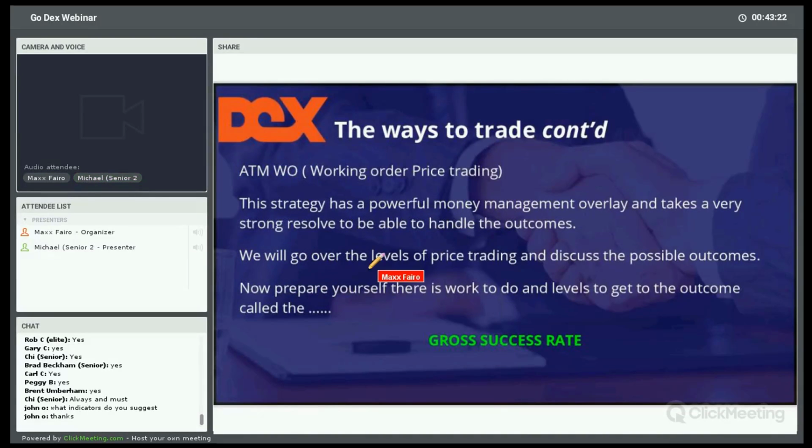All right. The second way to trade, we're going to continue this, is doing an ATM working order price trading. I know that's a mouthful, right? We're going to use an ATM mentality, okay? The price trading of ATM, at the money, but we're going to use a working order to fill it. And no, not from the center. This strategy has a powerful money management overlay and takes very strong resolve, what we were just talking about, and the ability to handle the outcomes.